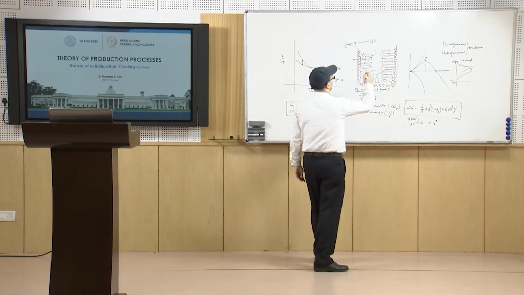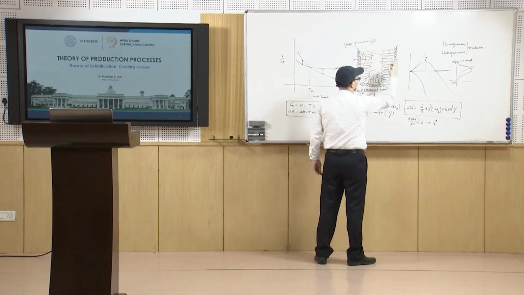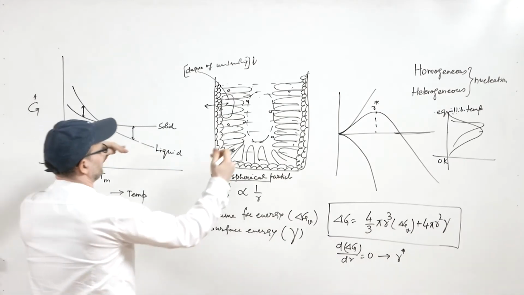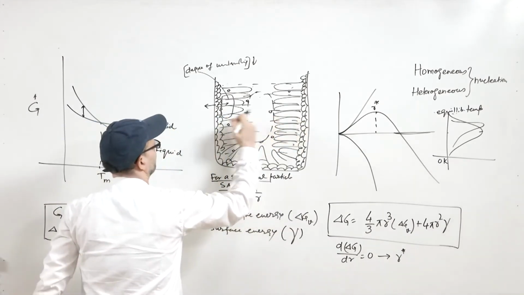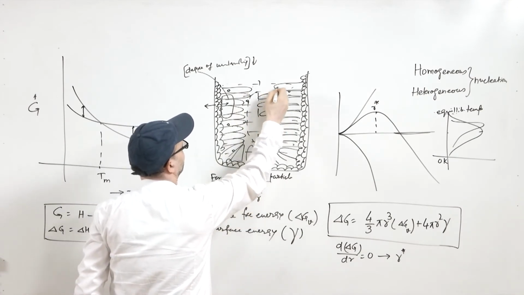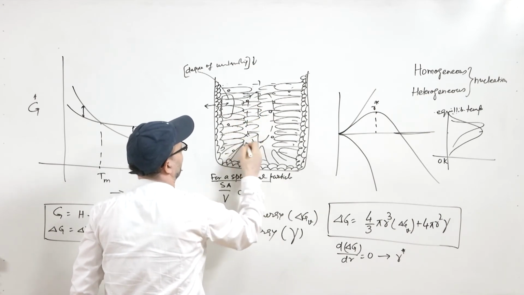And typically in the case of metals we get this kind of structure. If you have a large casting, you will see a columnar structure coming all the way till the center. So, typically in metals you get this.